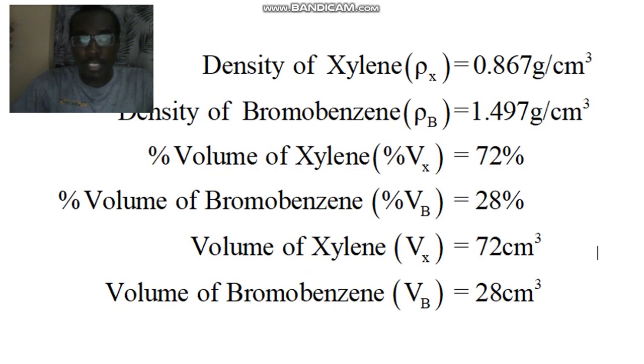Now, this is our solution. Before you begin, you have to list the necessary parameters you can obtain from the question. That is, one, the density of xylene, two, the density of bromobenzene, that is rho X and rho B. And also we have the percentage volume of xylene given as 72%, and the percentage volume of bromobenzene, as you can see, 28%.